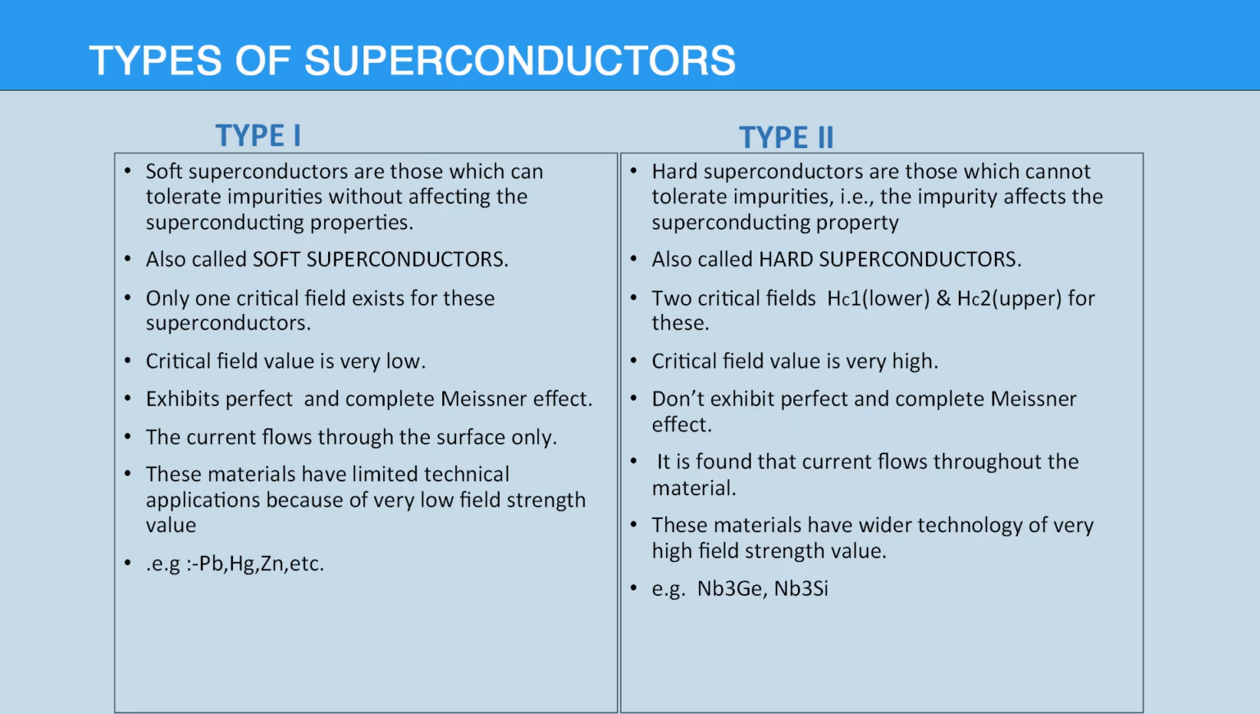The critical field values are very high, and they don't exhibit a perfect and complete Meissner effect. The current is found to flow throughout the material. These materials have wide technological applications because of very high field strength values.